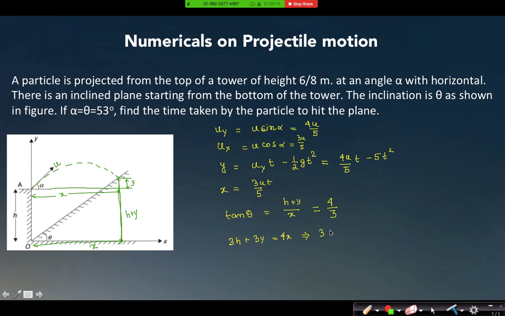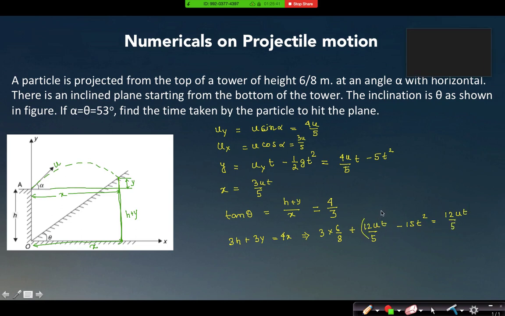So 3H, H is given, I think. H is 6 by 8, plus 3Y. 3Y means 12 ut by 5, minus 15t square, equals 4x. What is 4x? 12 ut by 5.